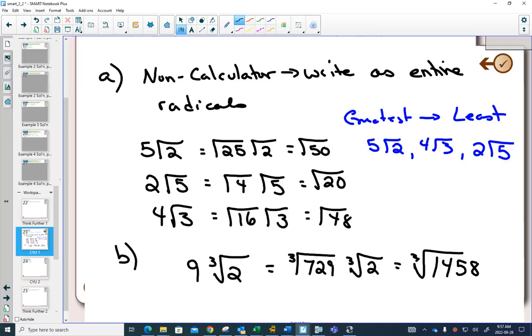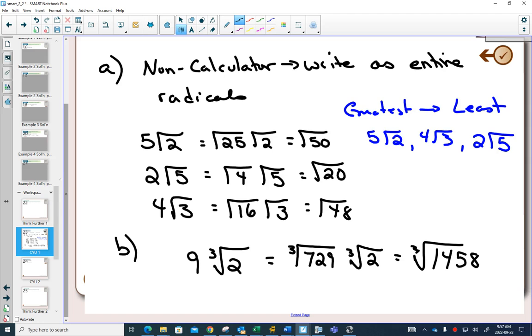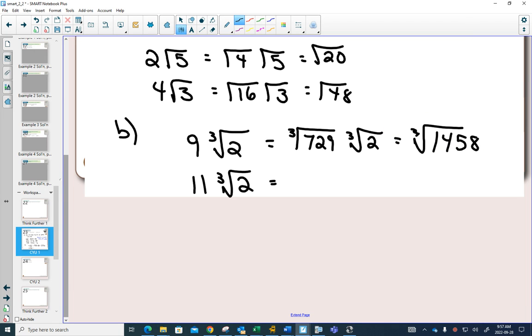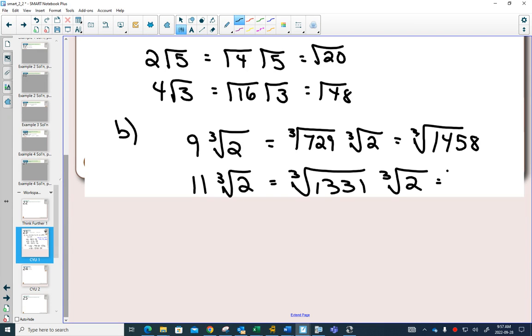Oh, that's the second one. Oh, no. Second one is 11 cube root of 2. Oh, my goodness. This is really stretching my mental math this morning. 11 cubed? 1331? Double check that. Okay. Times the cube root of 2 will give me the cube root of 2662.